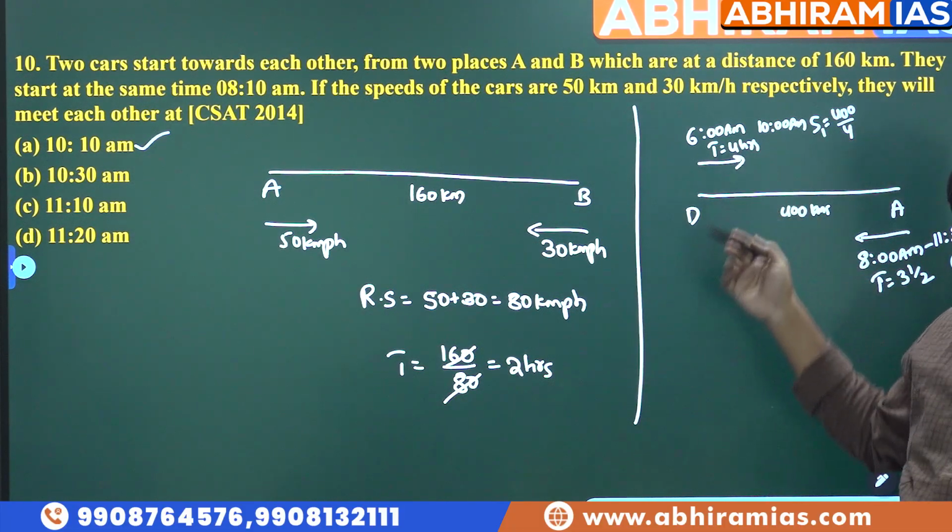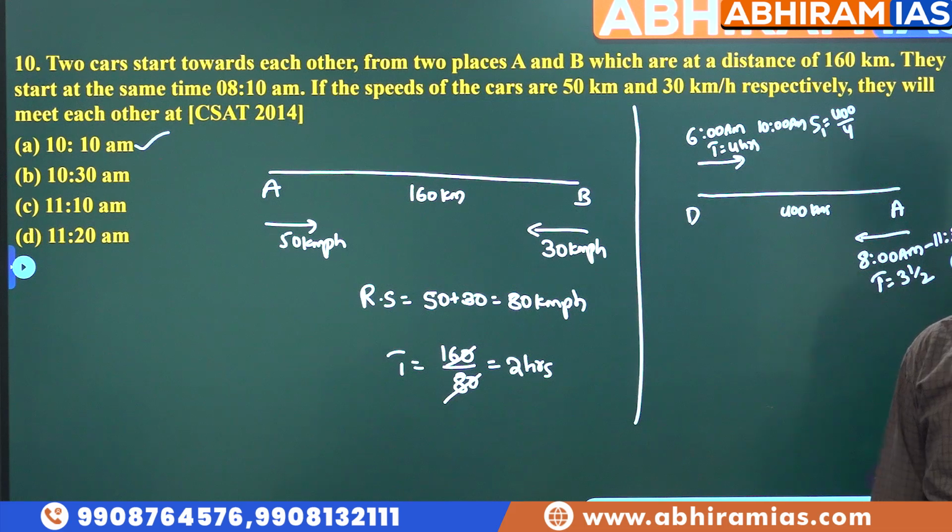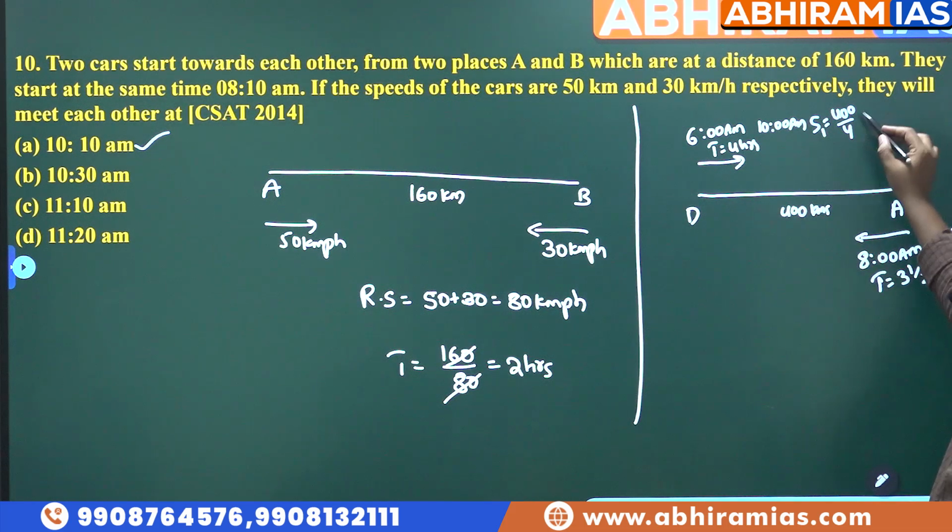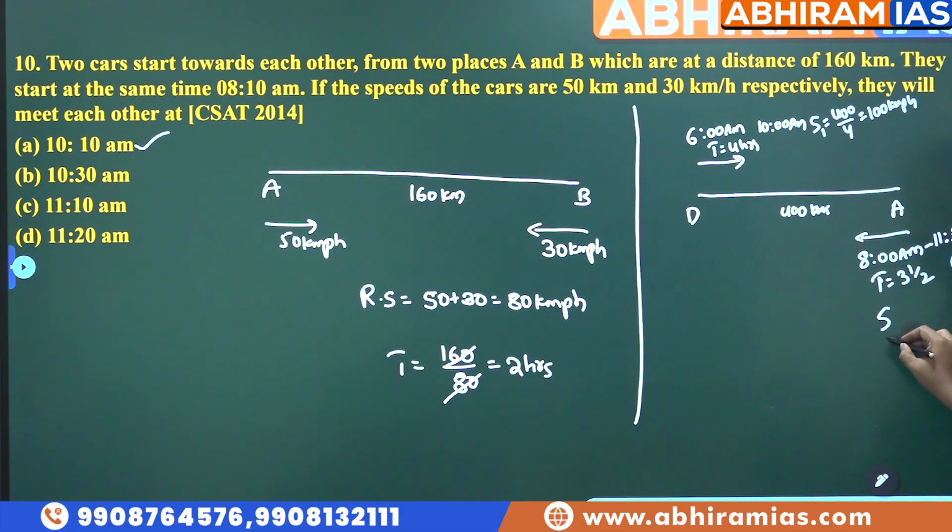Distance by time: in 4 hours it is traveling that distance, right? So what is its speed? 100 kilometers per hour is its speed. Now, when it comes to the second train, what is its speed? 400 by 7 by 2. That is 800 by 7 kmph. This is the data which we can write directly.